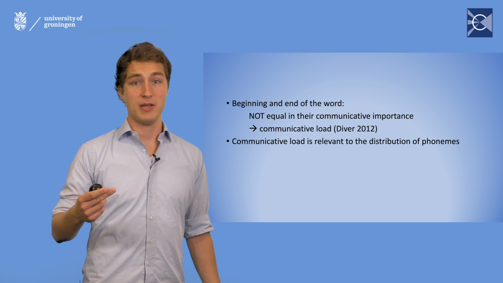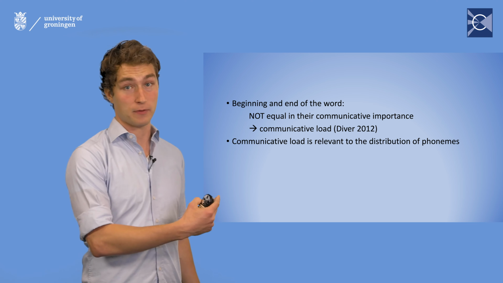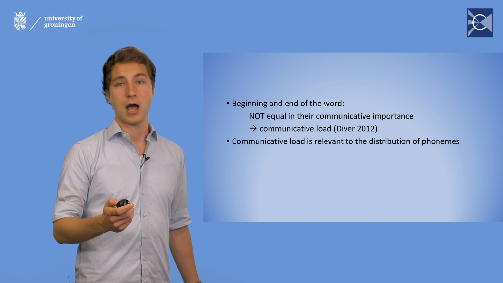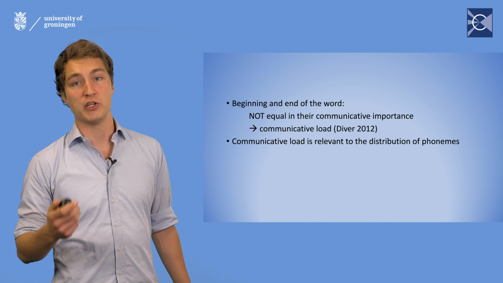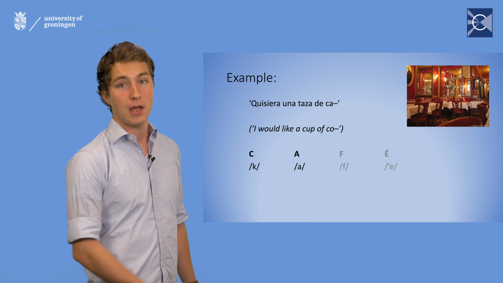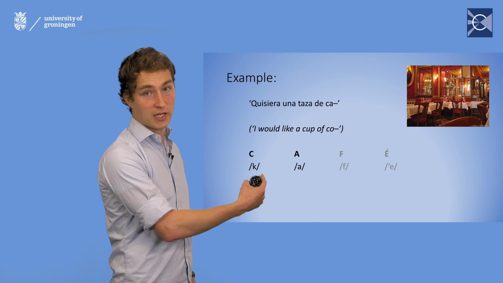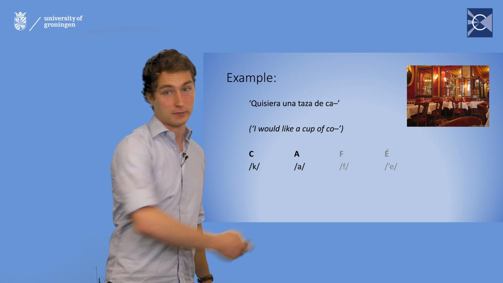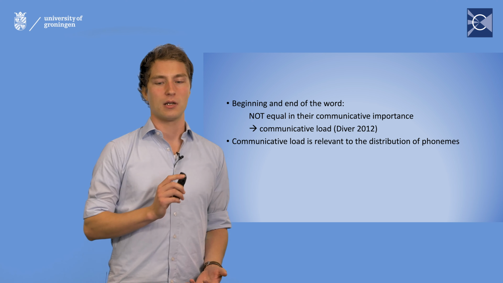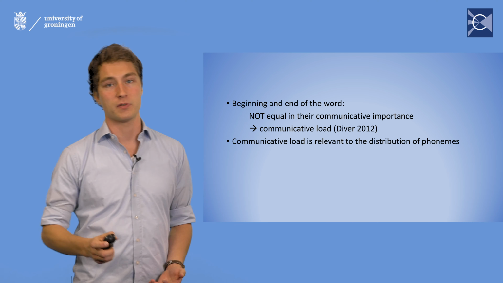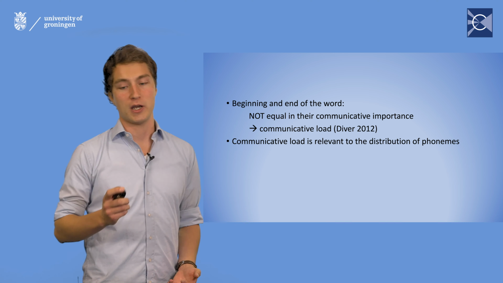and much more predictable than the beginning of the word. And that means that the beginning of the word and the end of the word are not equal in their communicative importance, which Diver calls communicative load. So if we go back to the example, the beginning of the word has a high communicative load and the end of the word has a low communicative load. And this communicative load is relevant in the distribution of phonemes, and I will explain to you why.